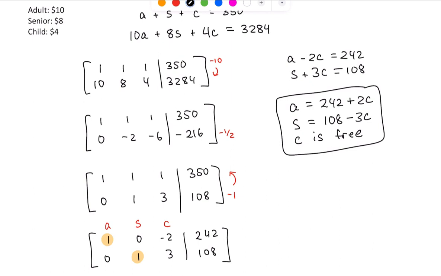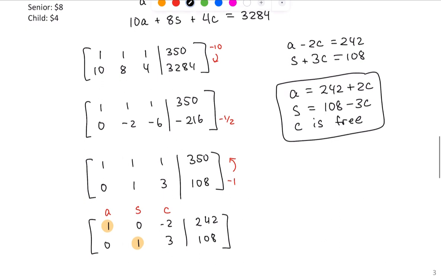But suppose that someone claimed that 50 children's tickets were sold. Well, this would be an interesting thing to think about, because S is equal to 108 minus 3C. And if we try to substitute in 50 for C, notice what would happen to S. S would be equal to 108 minus 150. That would give me a negative 42, suggesting we sold negative 42 senior tickets, which doesn't make sense. So we know that C cannot be 50.